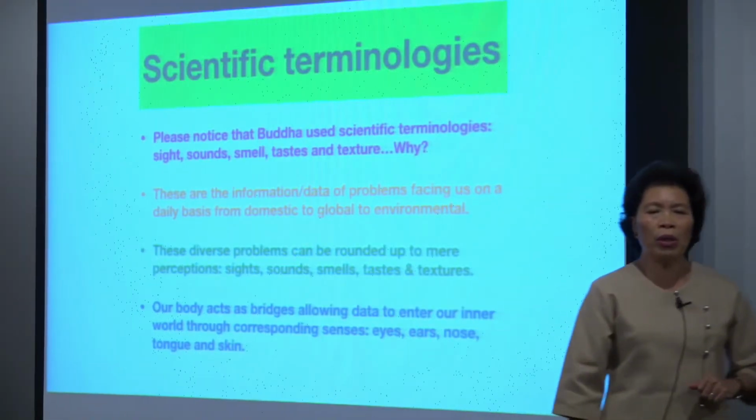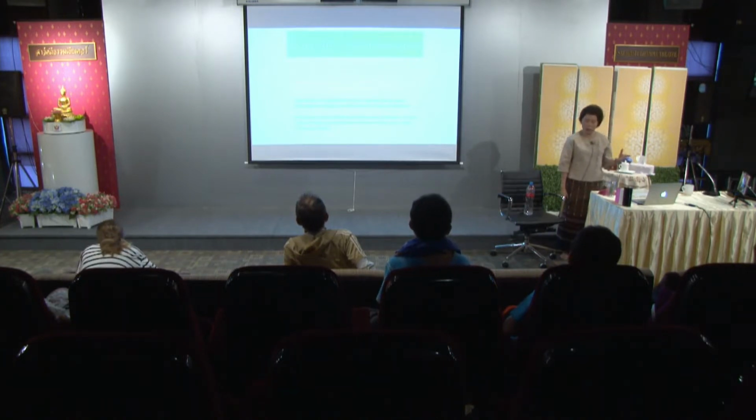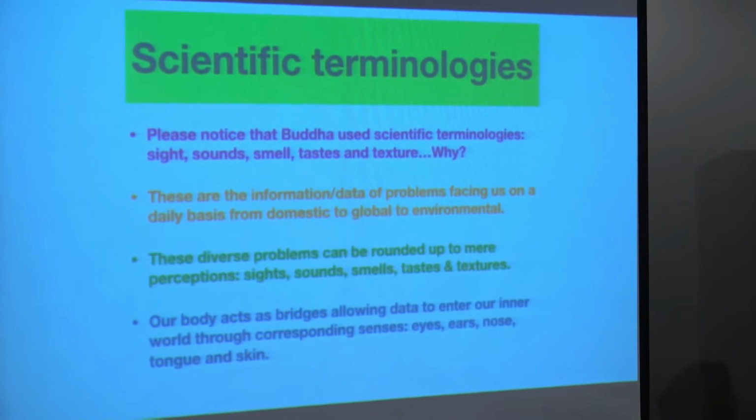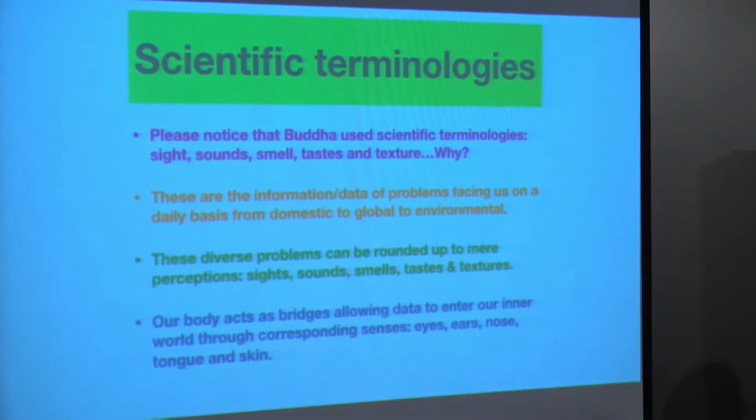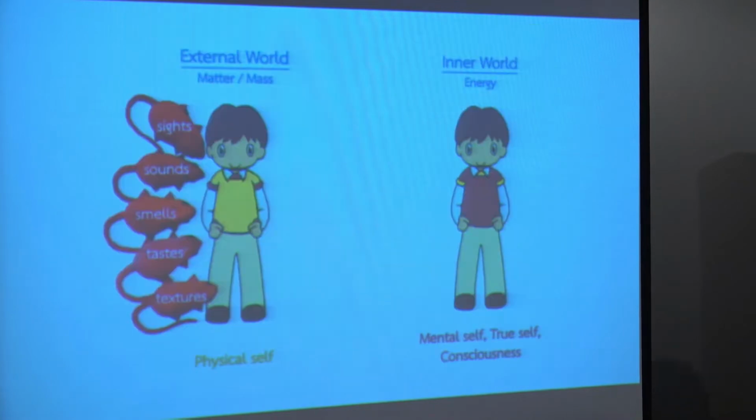Please notice that the Buddha used scientific terminology. Sight, sound, smell, taste, and texture are scientific terminologies. Why do we have to remember all this? Because these are the information or the data of problems facing us on a daily basis, from domestic to global to environmental. These diverse problems can be rounded up to mere perception as sight, sound, smell, taste, and texture. Our body acts as bridges, allowing the data to enter our inner world through corresponding senses: eyes, ears, nose, tongue, skin. Okay, so come back to look at this again.